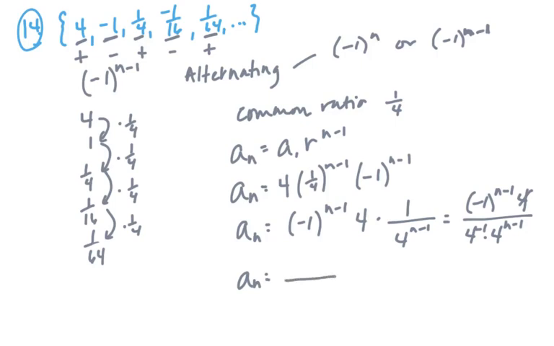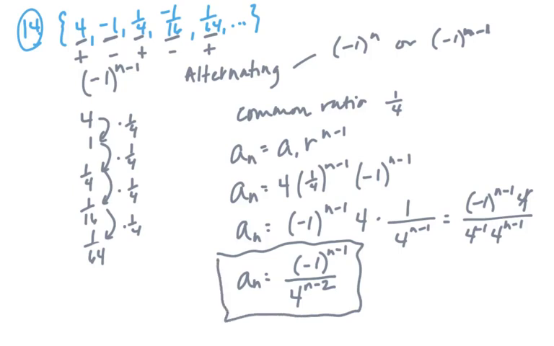So now in the numerator, we have negative 1 to the n minus 1. And in the denominator, we have 4 to the n minus 2. When you multiply the 4s, you add the exponents. And here the exponents are negative 1 and n minus 1. So this is your general term right here. You could list the first 5 terms and find them to match the 5 terms listed above. And you should always check your answers accordingly.